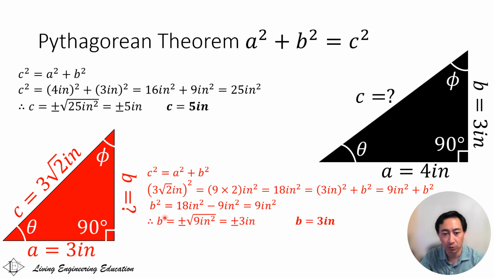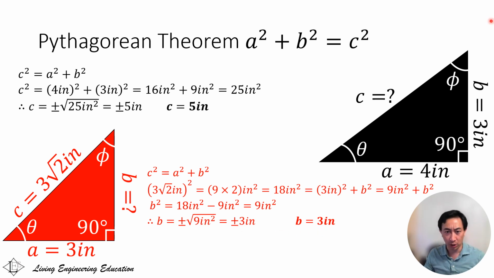Take the square root of 9 inches squared, and we get plus or minus the square root of 9 inches squared, sorry, which is equal to just plus or minus 3 inches. Again, we're measuring lengths, so just b equals 3 inches makes sense.